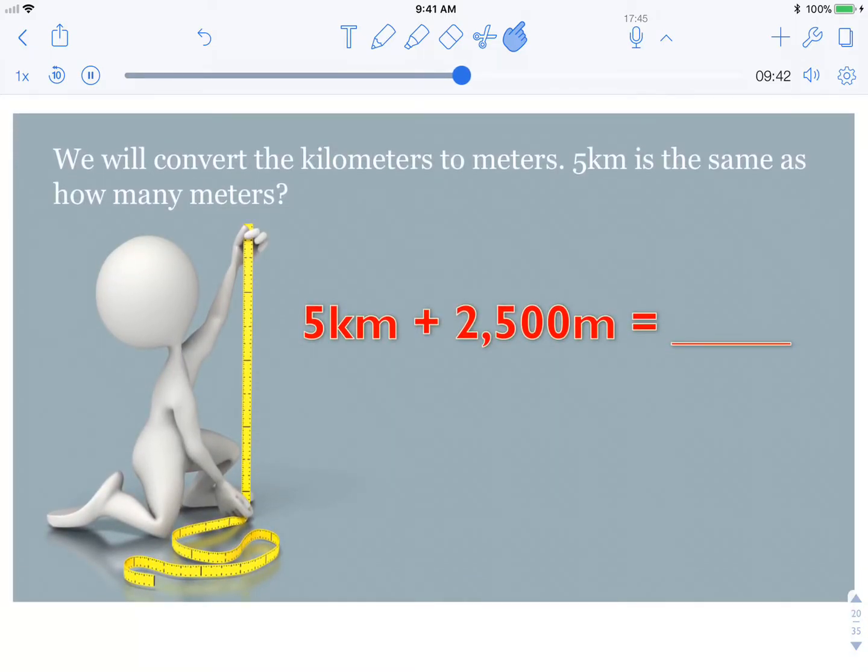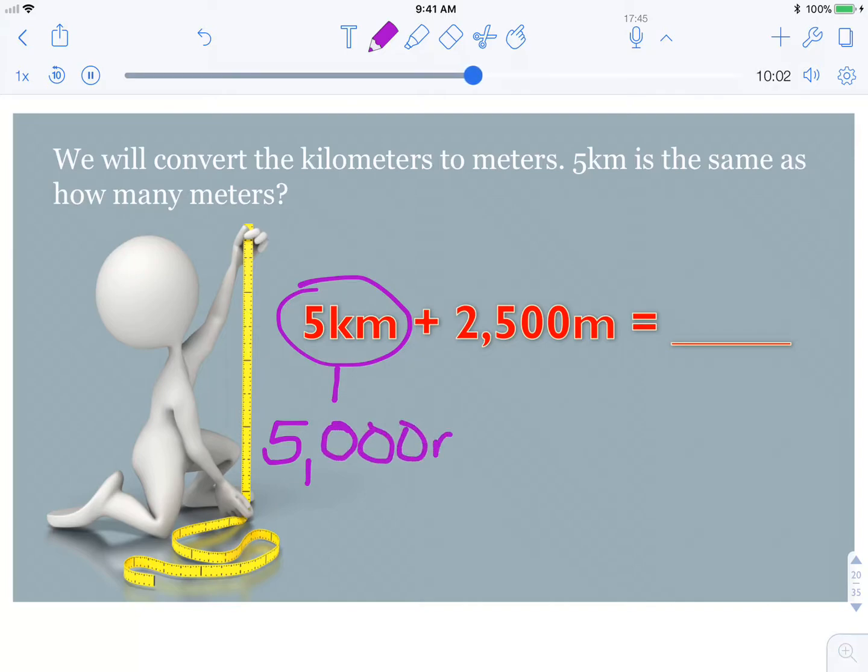We're going to convert the kilometers to meters. So 5 kilometers is the same as how many meters? Let's draw our circle. 5 kilometers is the same as 5,000 meters. Now what do we need to do? Okay, we've converted. We ended up with 5,000 meters.